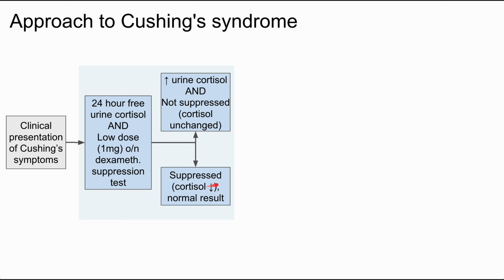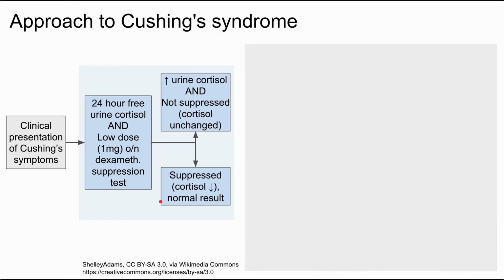Now, if you have suppressed cortisol, if you have low cortisol after 24 hours of collection, and if you have a normal result for the dexamethasone suppression test, then you are unlikely to have Cushing syndrome.